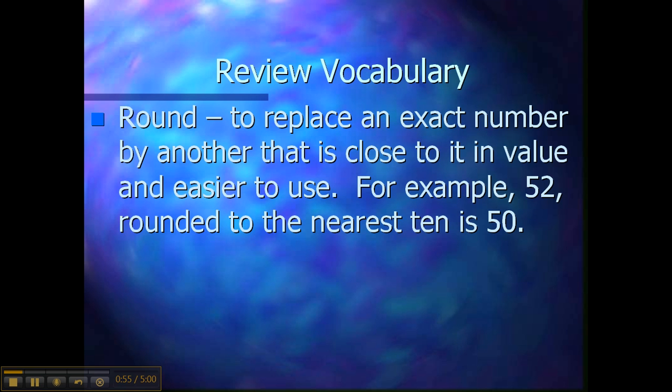Remember we talked today in class about rounding, boys and girls. It just means simply to replace an exact number with another one that is close to it in value and easier to use. Let me give you an example. Like 52 is very close to 50, and it's easier to work with numbers that have zeros, like 50, 40, 30. So we want to sometimes do an estimate.